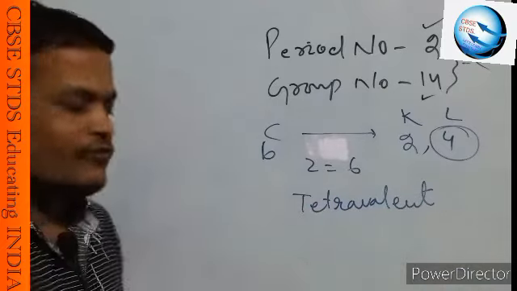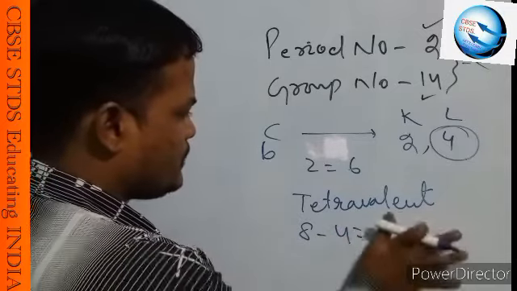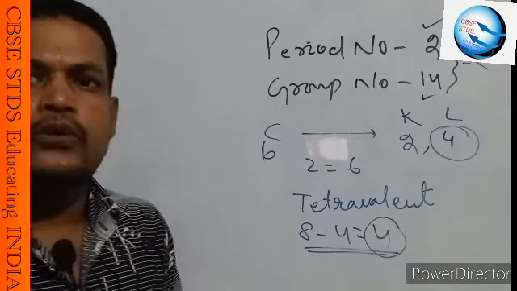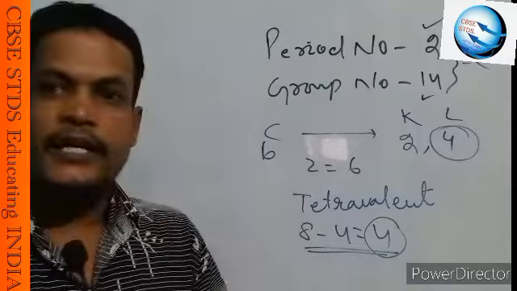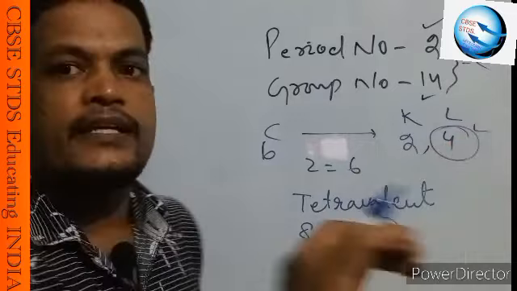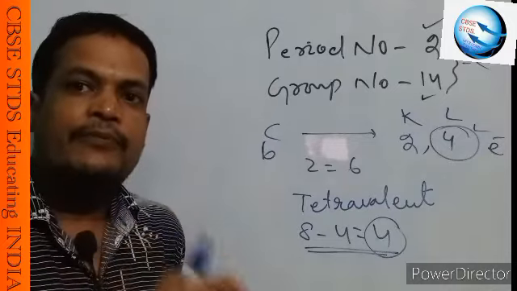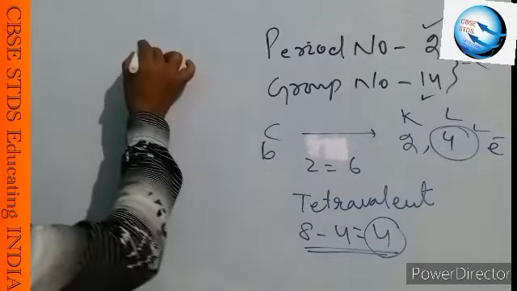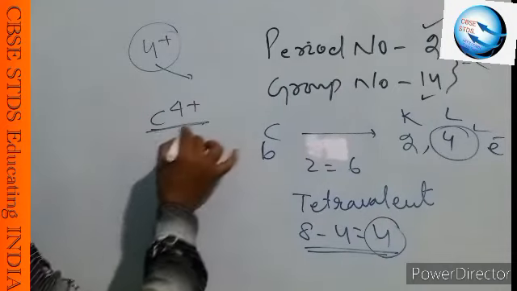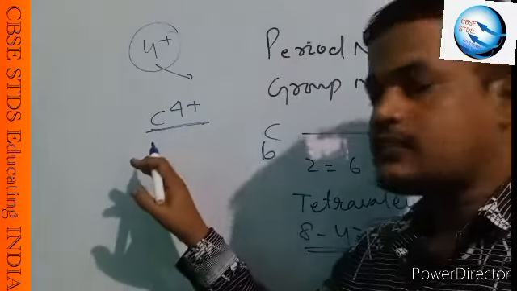Why? Because if you calculate the valency of carbon, 8 minus 4, you get 4. So it forms covalent bonds with other atoms or elements. Because carbon has 4 electrons in its outermost shell, and if carbon were to donate 4 electrons, it is very difficult, because in this process a huge amount of energy will be spent, so it cannot do such a process.